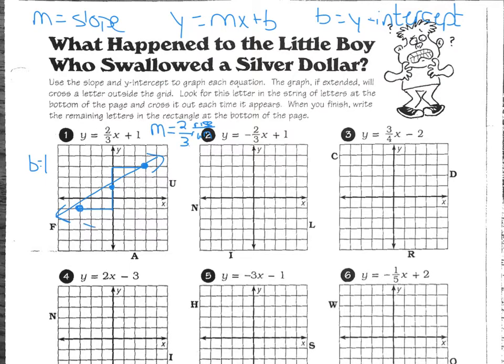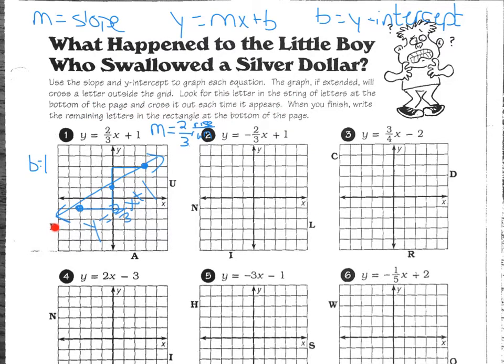Write your name, y equals 2/3 x plus 1. Now, here's the next thing. It says the graph, if extended, will cross a letter outside the grid. If I had done this correctly and I keep going, I'm going to go through F, right? And it says look for this letter in the string of letters at the bottom of the page and cross it out each time it appears.